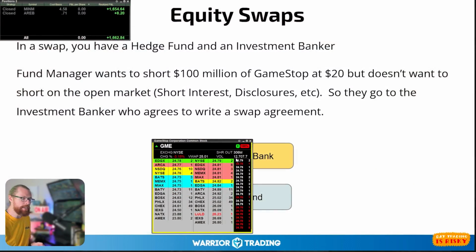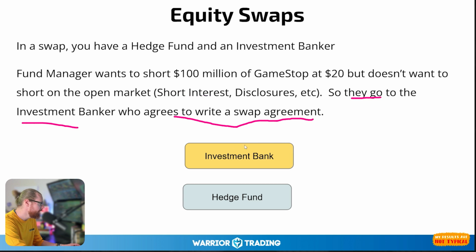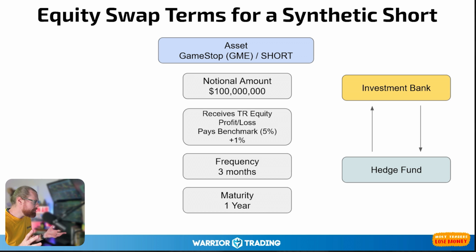So now you're getting a substantially lower price, a $25 million worse fill, versus if you had instead done an equity swap. So let's say you are sitting there at the hedge fund, and the fund has $100 million and says, hey, we want to short GameStop. They don't want to short on the open market, maybe because of the risk of moving the market with that big of an order, maybe because of the short interest or the requirement to do disclosures if it's a very large position. So they instead go to the investment banker, and the banker agrees to write a swap agreement. So the hedge fund in blue goes to the investment banker in yellow.